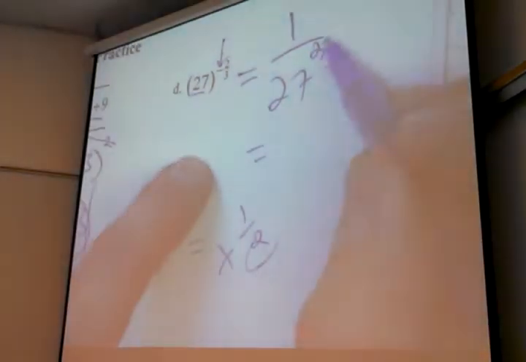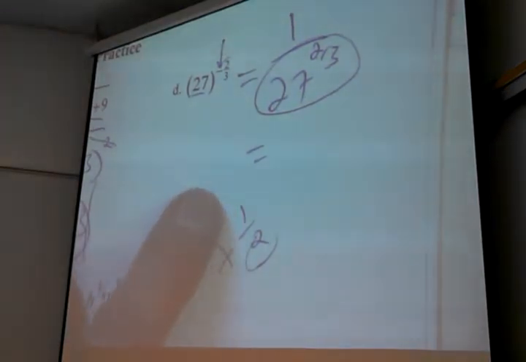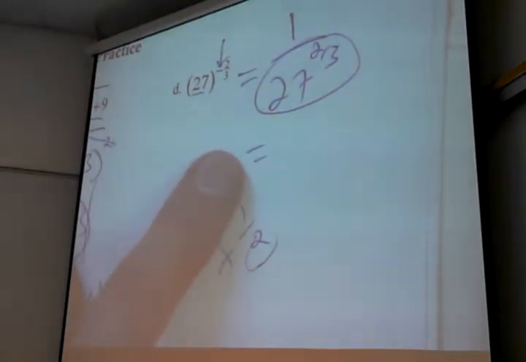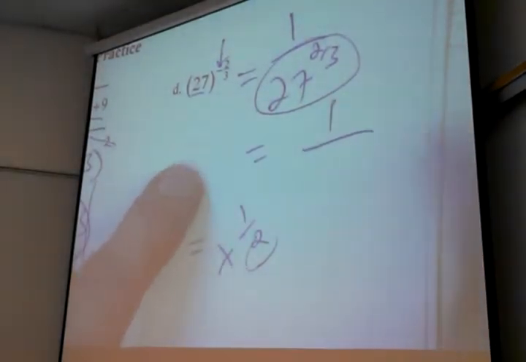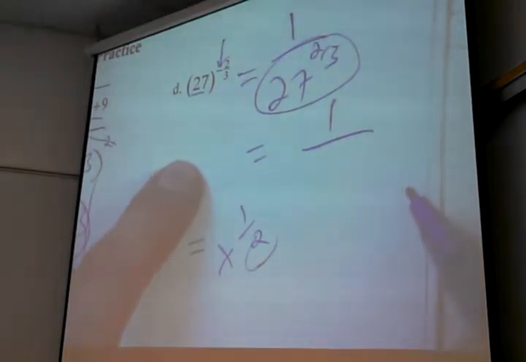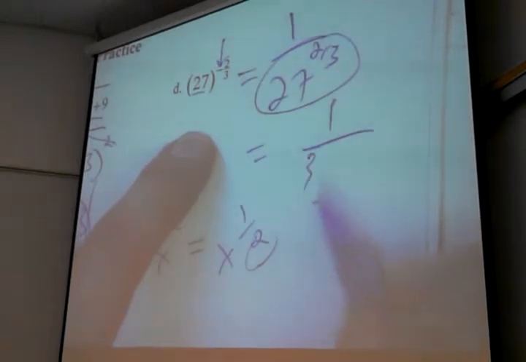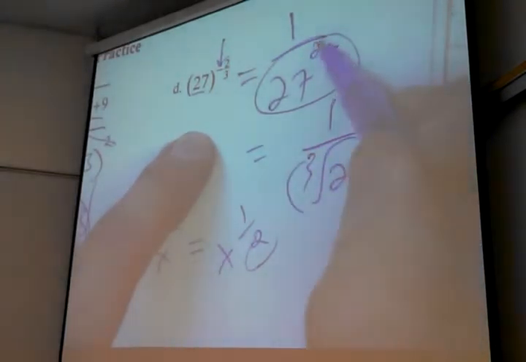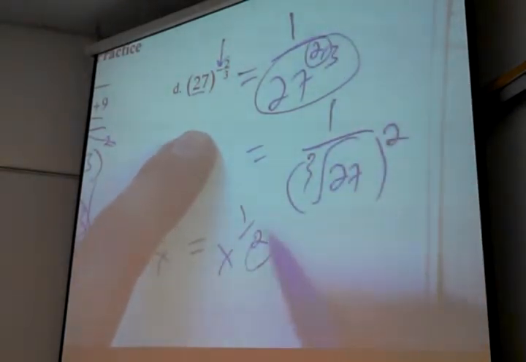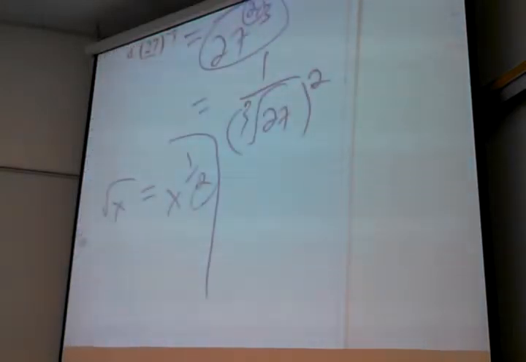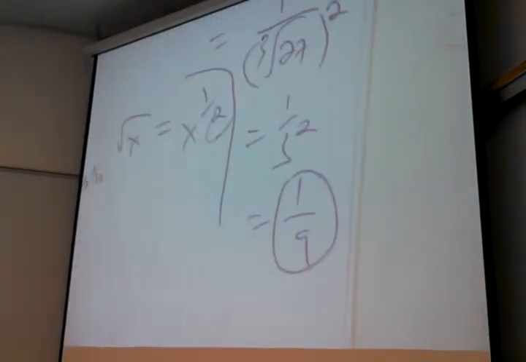Now, how do I rewrite this, I almost gave it away, in radical form? What's the root? 3, because it's on the bottom, right? Cube root of 27, what do you do to that whole thing? Square it. And what's the cube root of 27? 3. And what's 3 squared? 9. That's how you rewrite that.